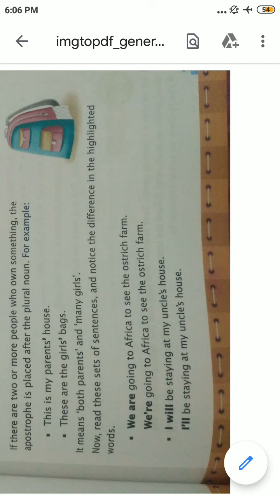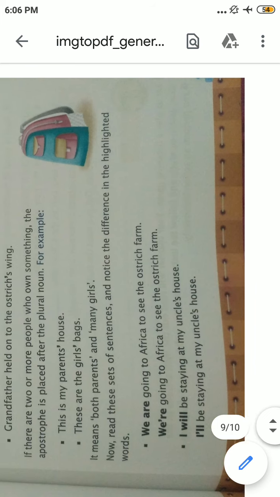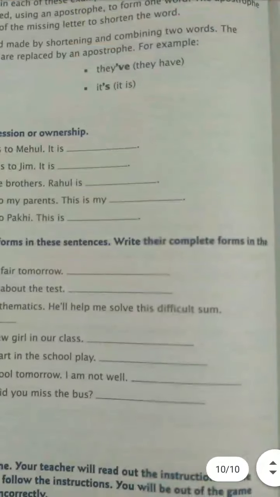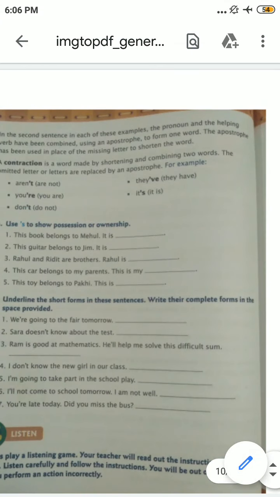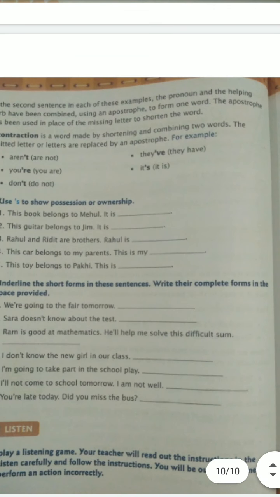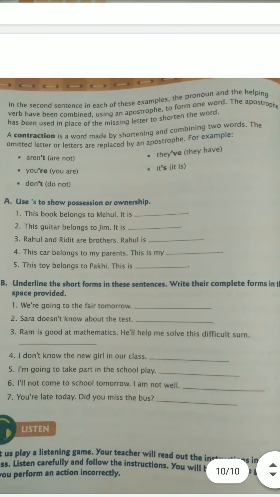I will be staying at my uncle's house. I apostrophe double L. Wi is cut down and we have just written I'll. So sometimes we write words by shortening them, and combining two words. That is called a contraction. We are learning about the contraction. Contraction means when we cut short the word and we combine two words.